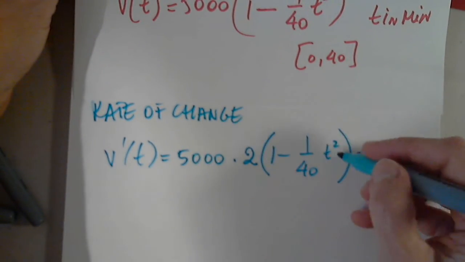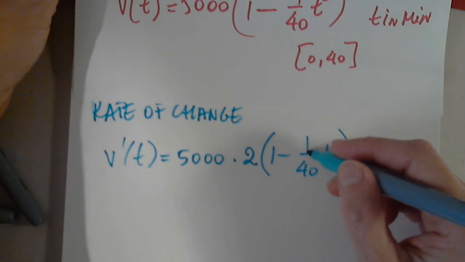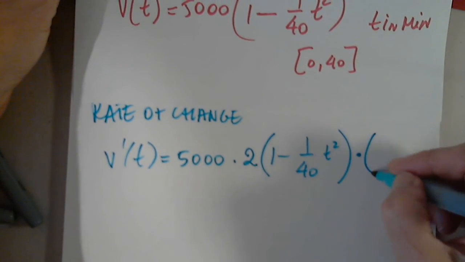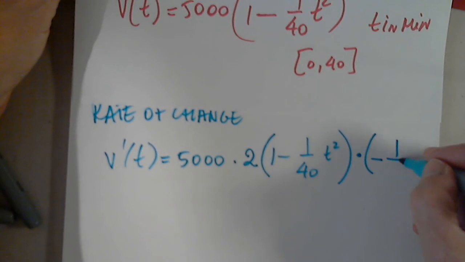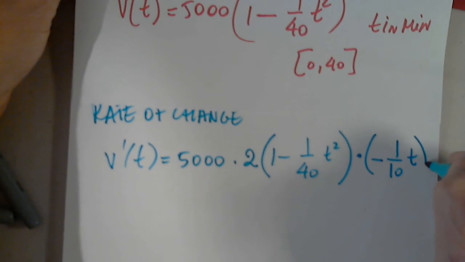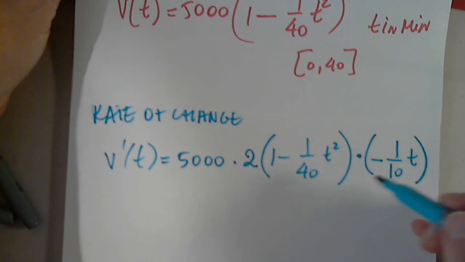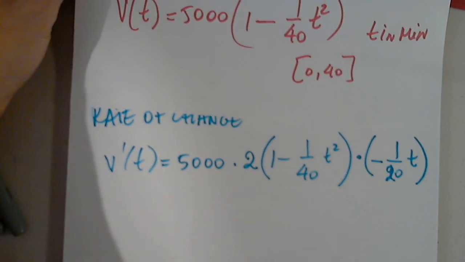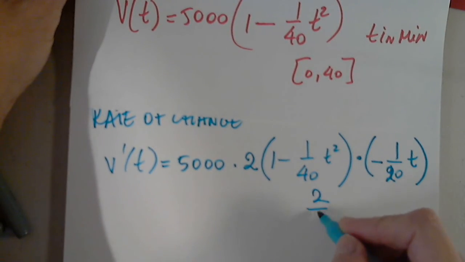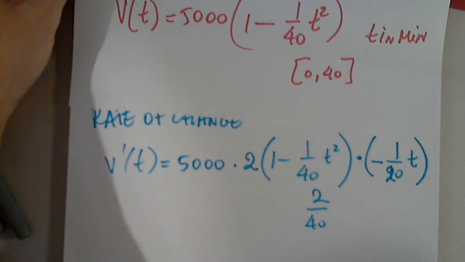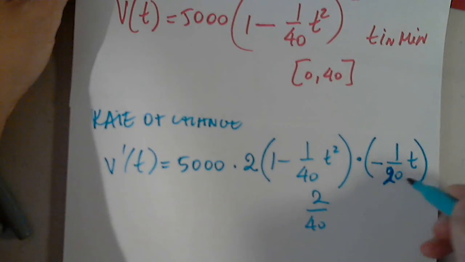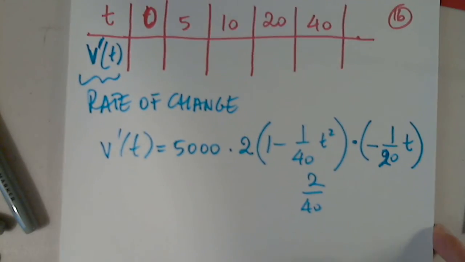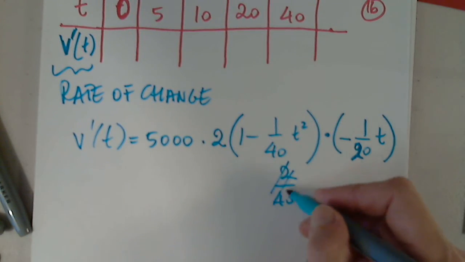This is 0. But when I differentiate, I bring down 2. 2 over 40 with minus. 2 over 40 will be 1 over 10 times t. 2 over 40, 1 over 20. 2 divided by 40, 1 over 20 t. Okay, let me see if I can simplify any further. This I don't need.